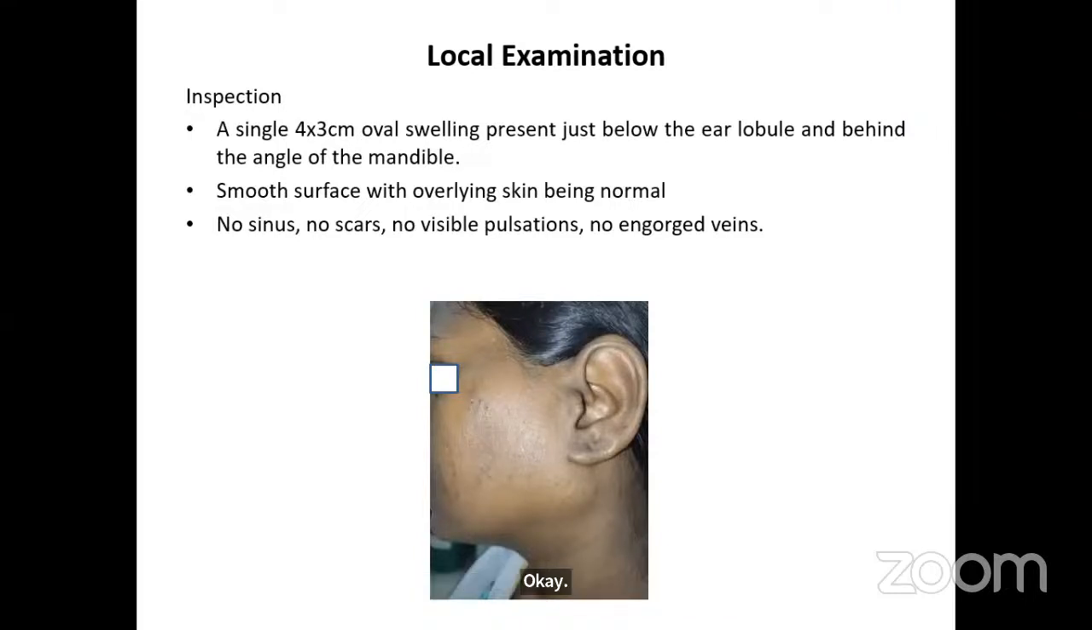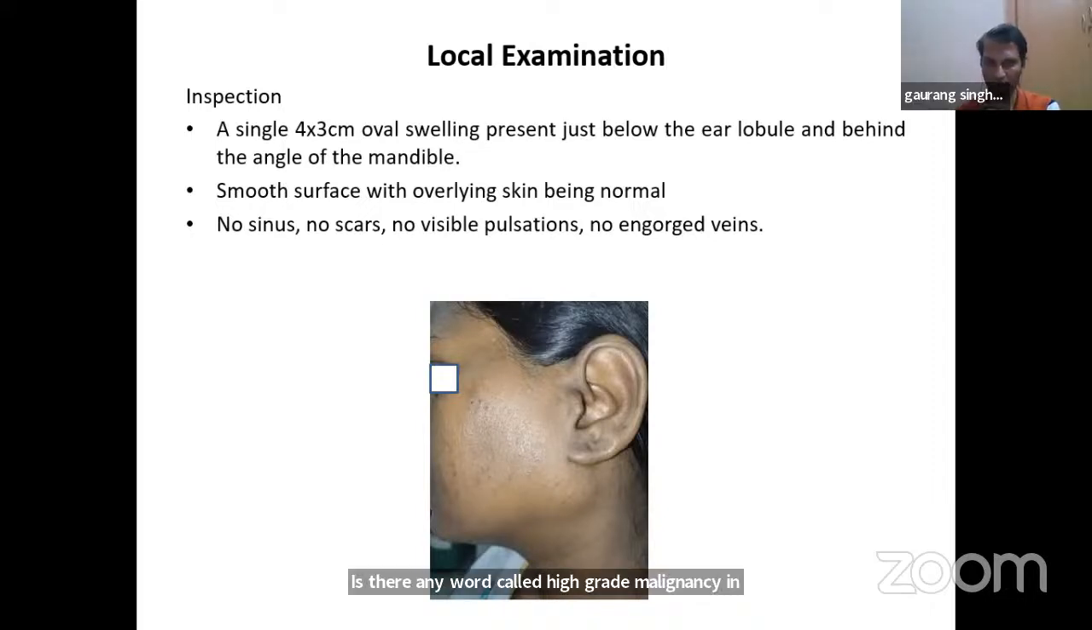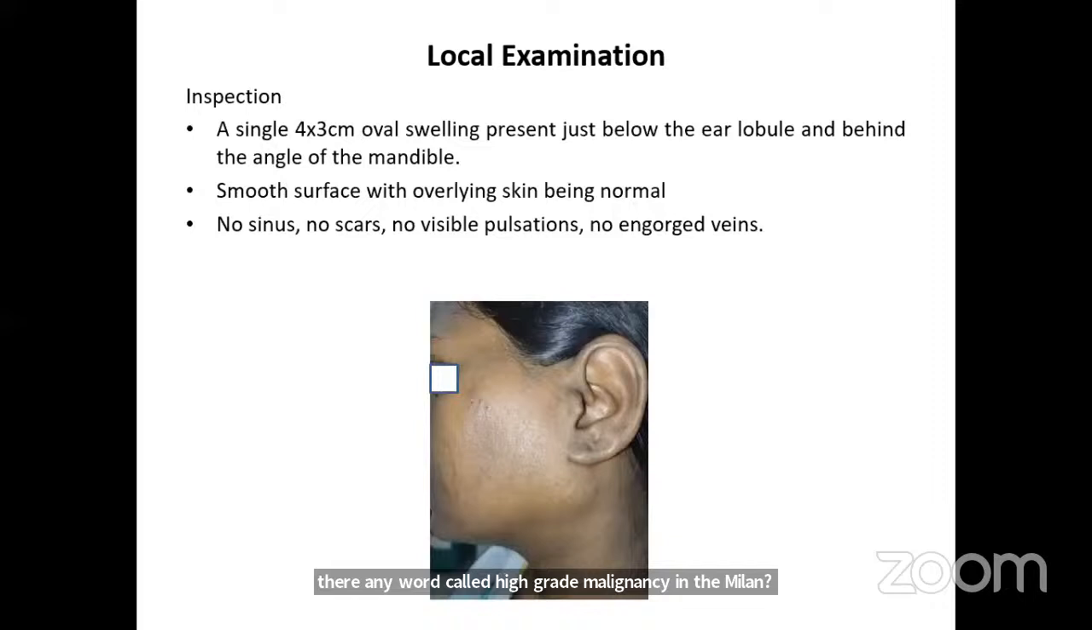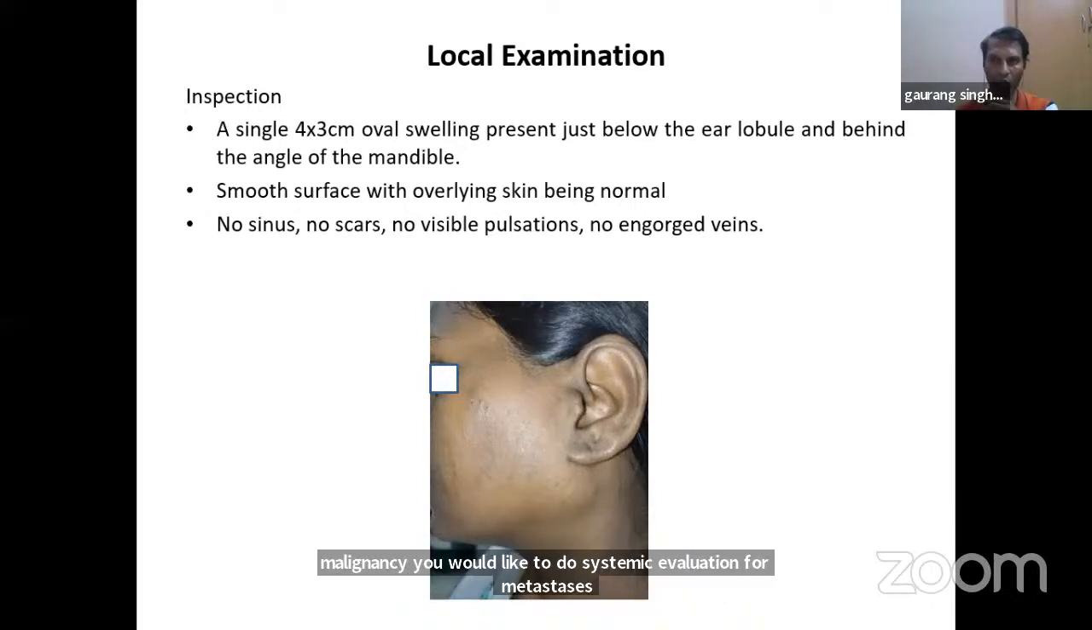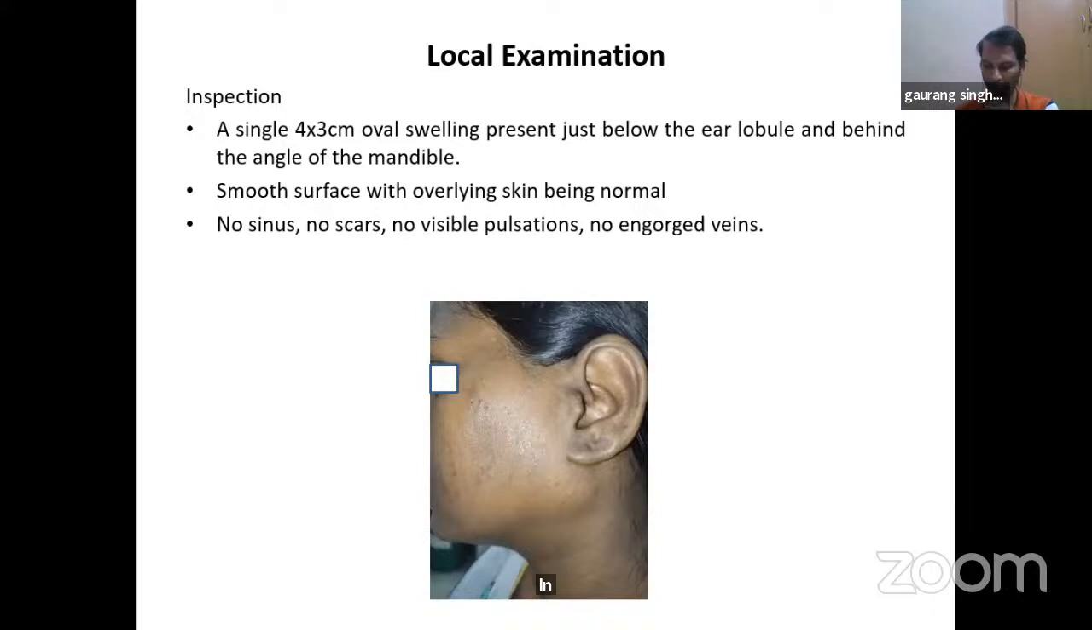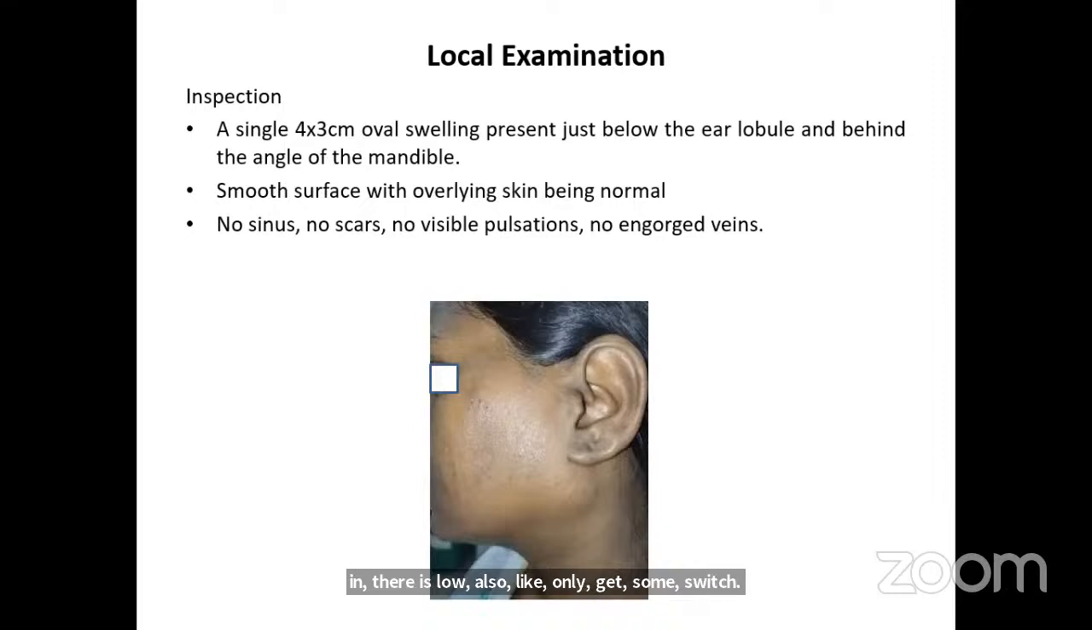Is there any word called high-grade malignancy in the Milan? No, sir. You just said that if you have FNAC of high-grade malignancy, you would like to do systemic evaluation for metastasis. In Milan, there is no such category. We only get suspicious for malignancy or malignancy. But sometimes your pathologist will report high grade, right? Yes, sir. So complete that answer. It's not only Milan, but the grade of the tumor is sometimes also reported. And obviously, if you have adenoid cystic or SDC, you want to do a systemic evaluation.